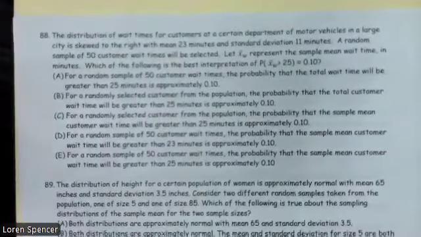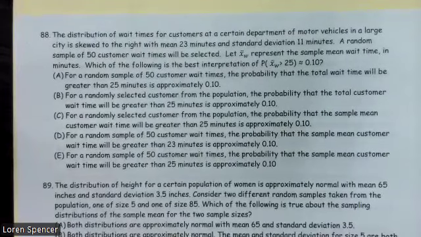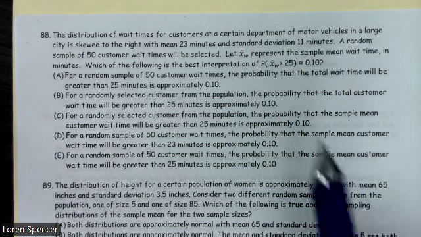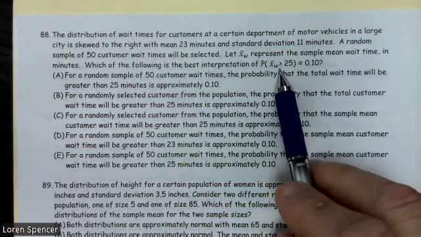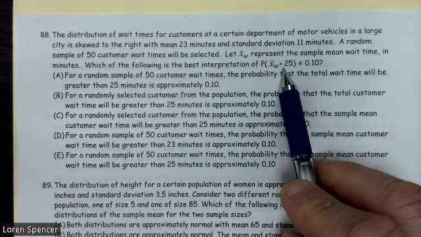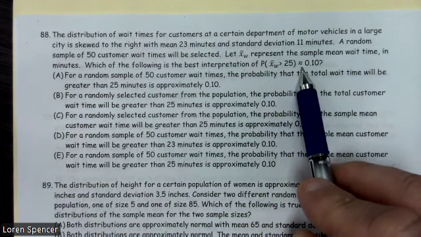All right, the distribution of wait times for customers at a certain department of motor vehicles in a large city is skewed to the right with a mean of 23 minutes and a standard deviation of 11. A random sample of 50 customers' wait times will be selected. Let X bar W represent the sample mean wait time in minutes. Which of the following is the best interpretation? The probability that X bar W is greater than 25 is 0.10.